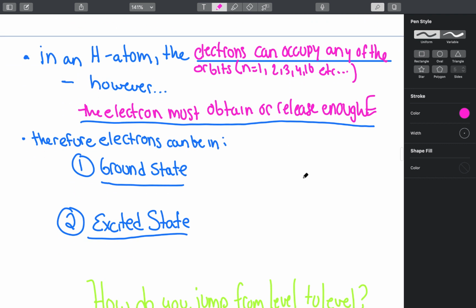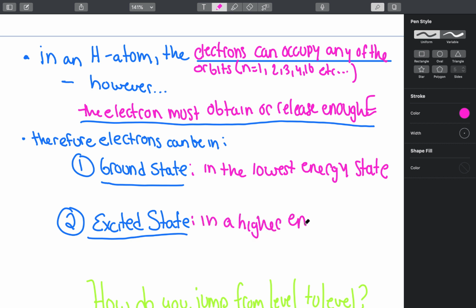So we can classify the positions of electrons as being in the ground state or in an excited state. When an electron is in the ground state, it is in the lowest energy state. So you can call the ground state the most stable state. Or when an electron gains energy, it can be in a higher energy state. So we're going to get more into this a little bit later in the lecture.